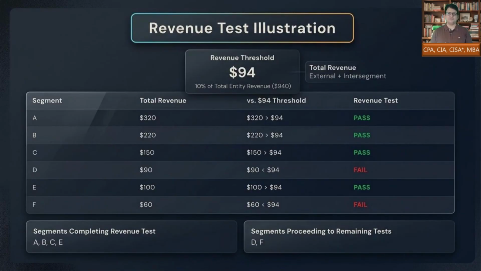Segment A passes with 320. Segment B passes with 220. Segment C passes with 150. Segment D fails with 90. Segment E passes with 100. Segment F fails with 60. So after the revenue test alone, A, B, C, and E are reportable. D and F still need to be tested under profit or loss and assets.